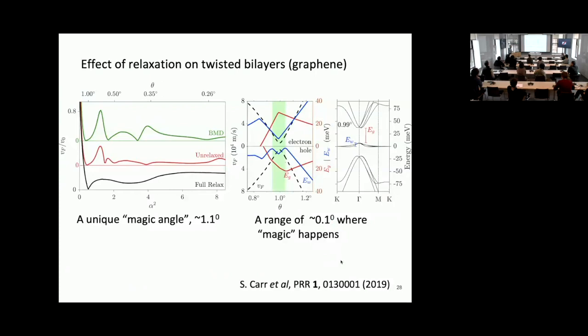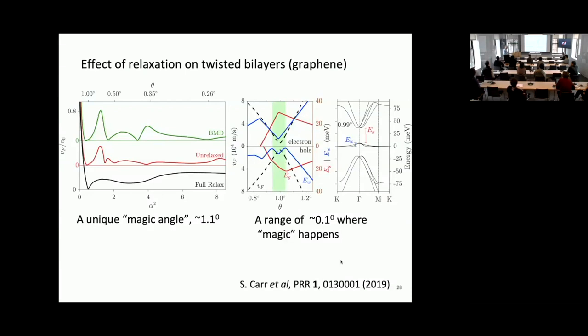So what is the difference between the green and the red lines? So are those obtained from the continuum? Yes, the green line is the Bistritzer-MacDonald model. I just copied exactly their curve. Okay, that's the curve from their paper, just copied.